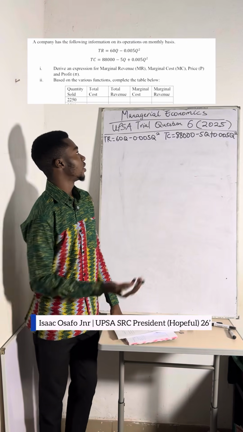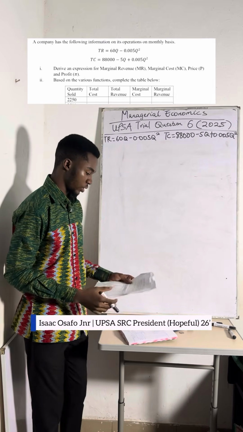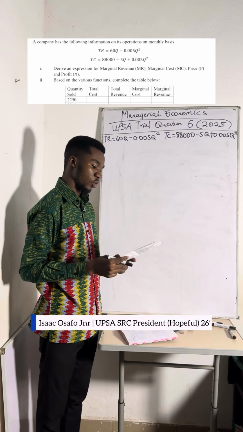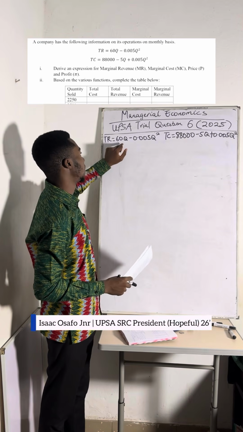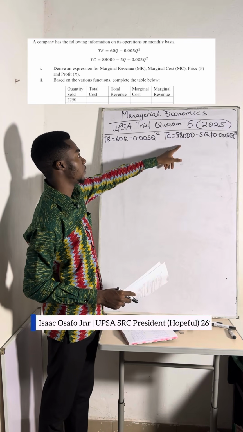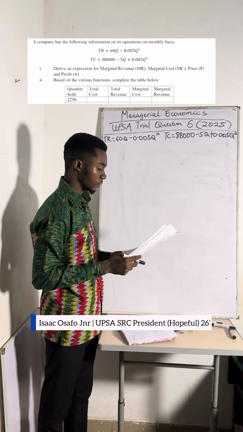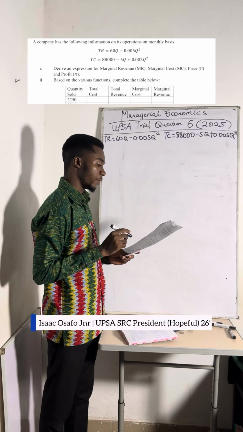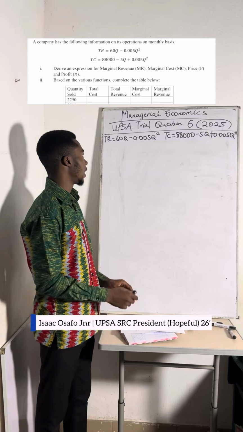Alright, so now we have this total revenue and this total cost function, and there are some questions on that. So let me read the question. The question says that a company has the following information on its operations on a monthly basis. So these are the information that they're giving to you. The total revenue is 60Q minus 0.005Q squared. Then the total cost is 88,000 minus 5Q plus 0.005Q squared. Then part I says that you should derive an expression for marginal revenue, marginal cost, price, and profits. All right, so that's for part I.